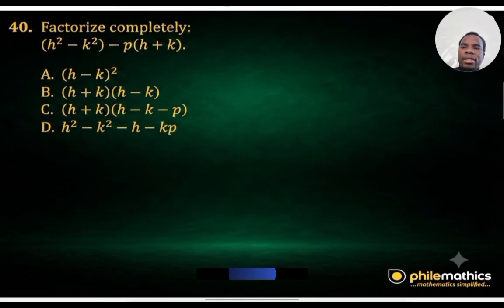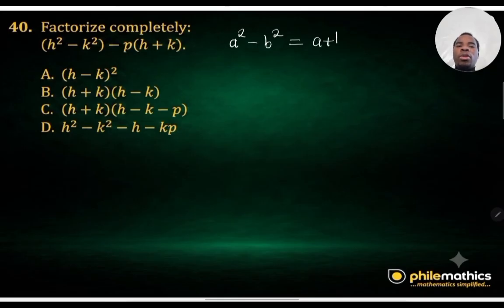correctly, you need to know what difference of two squares is. Difference of two squares says a square minus b square is simply a plus b, a minus b. That is, difference of two squares is simply the product of their sum and their difference.